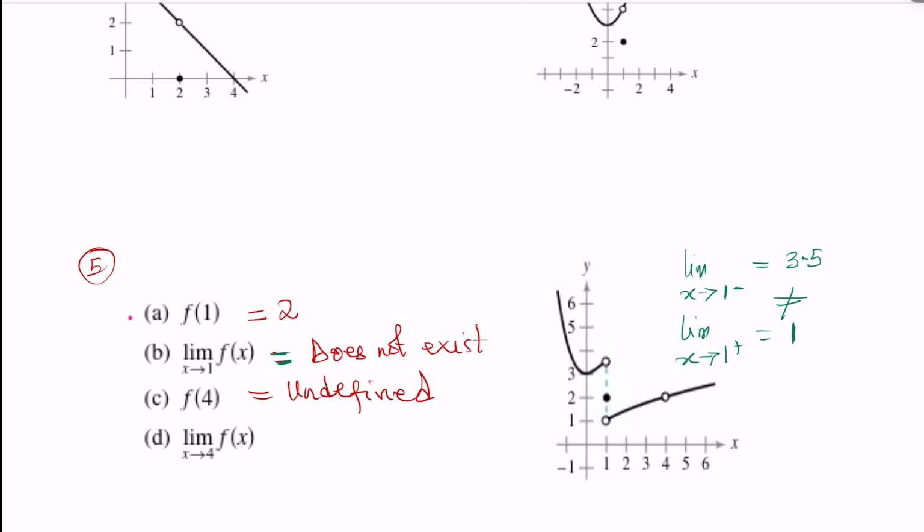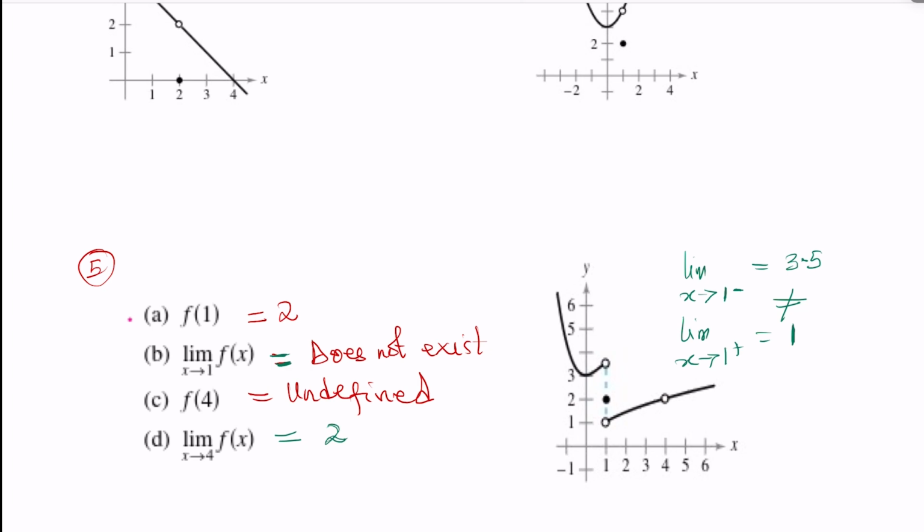Then the next question says we should find the limit of f of x as x approaches 4. So again, to find the limit as x approaches 4, we need to consider both the left and the right-hand side of 4. So this is the line x equals 4. So this is the left side of 4. As we approach 4 from the left, the value we are getting is 2. And as we approach 4 from the right, again, the value we have on the y-axis is 2. So this tells us that the limit as x approaches 4 is equal to 2.